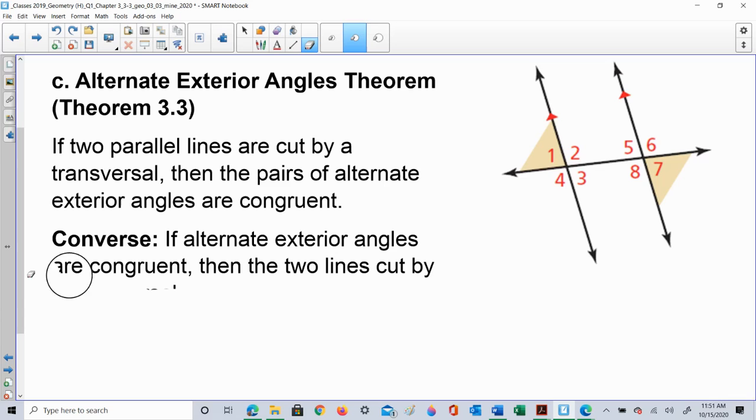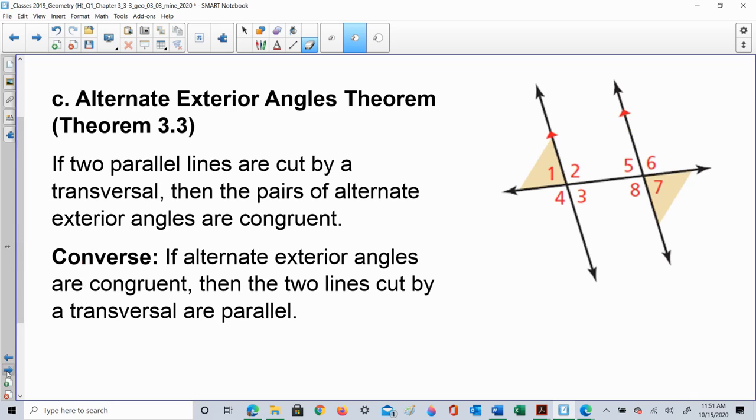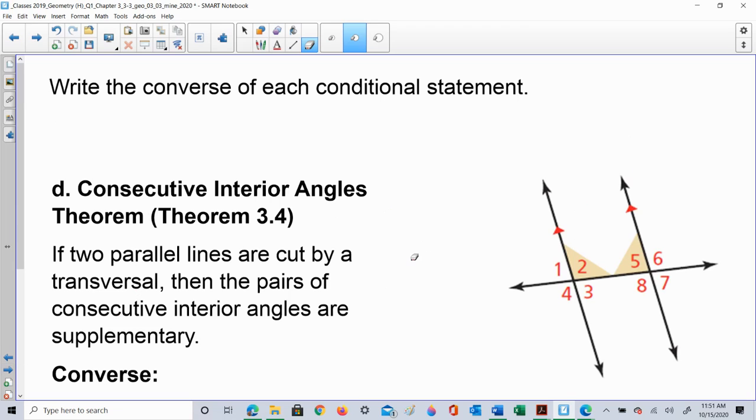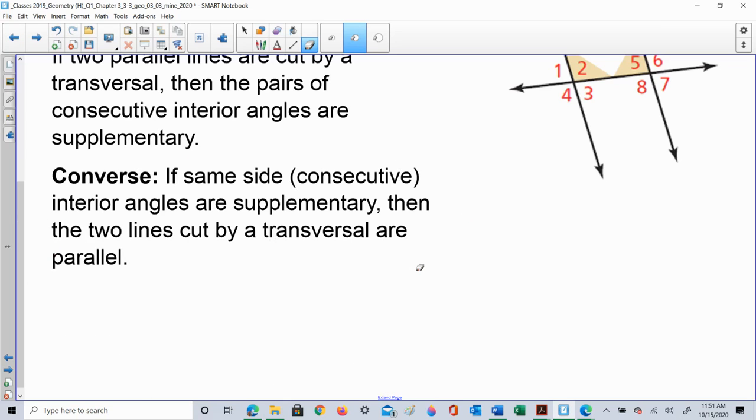Converse here. So the converse to the alternate exterior angles theorem: if alternate exterior angles are congruent, then the two lines are parallel. Right? The converses just tell us consecutive interior. We know that when two parallel lines are cut by a transversal, the consecutive same side interior angles are supplementary. So the converse will be slightly different. If same side consecutive interior angles are supplementary, then the two lines cut by a transversal are parallel.